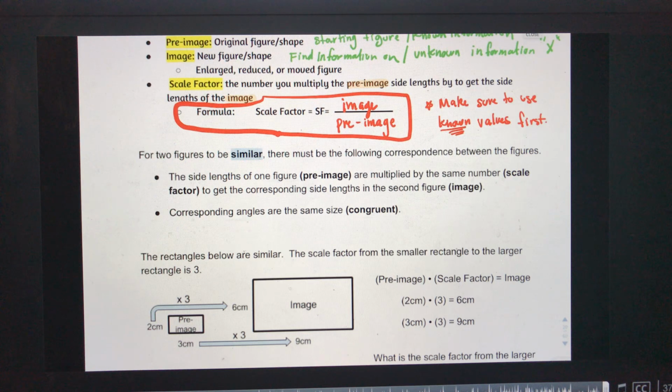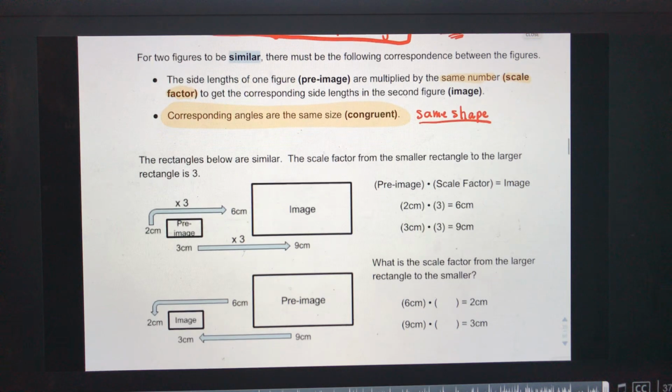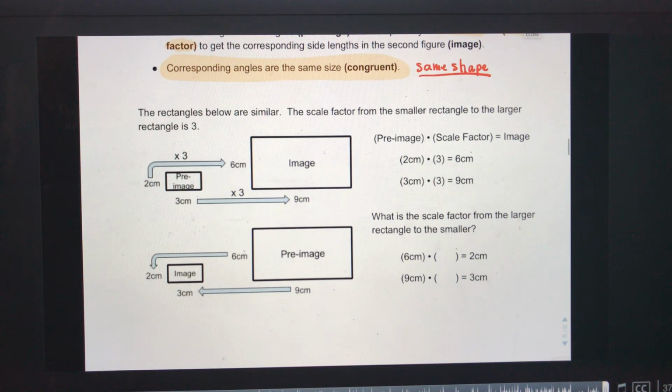For two figures that are similar, there must be the following correspondence between the figures. The side lengths must be multiplied by the same number. That same number is scale factor. And the corresponding angles are the same size. That means they're just similar, that the angles are the same. Whenever we talked about similar figures, this is same shape. The problem says the rectangles below are similar. That's a requirement to find scale factor.